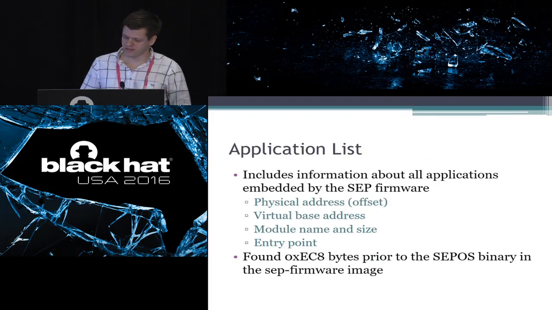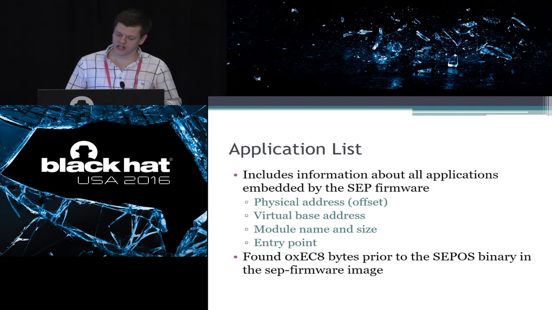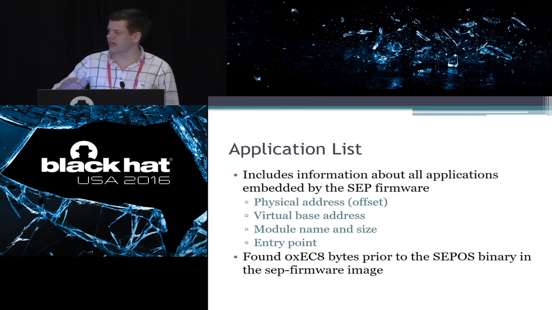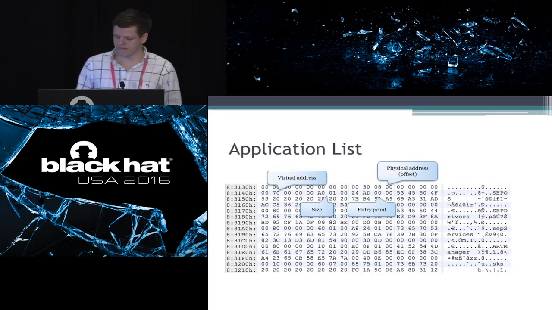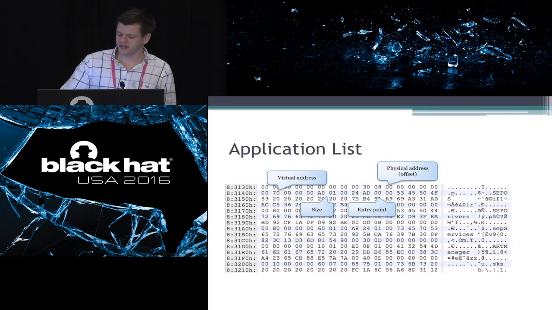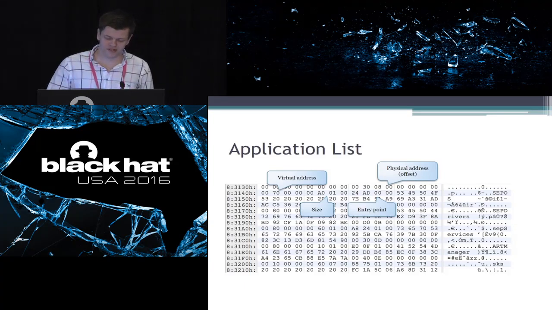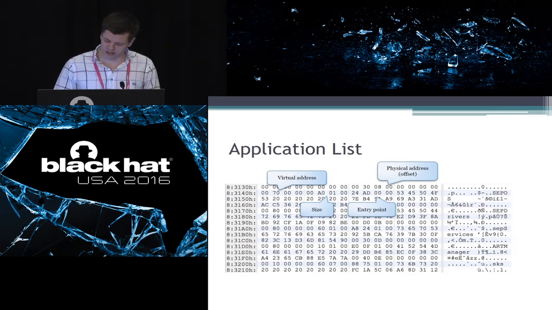So the application list briefly just contains a list of all the applications, with the virtual base address, the module name, size, entry points, etc., and it's located at a fixed offset in the SEP firmware. So it actually looks like this. This is the raw data, and as you can see, it has names on the right: SEPOS, SEP drivers, SEP services, and then offsets where it's supposed to find this in the firmware.